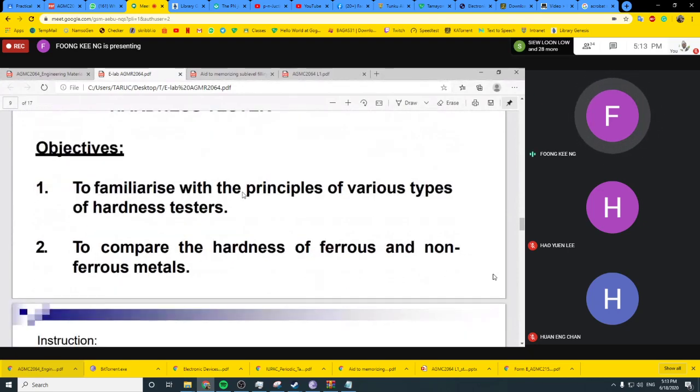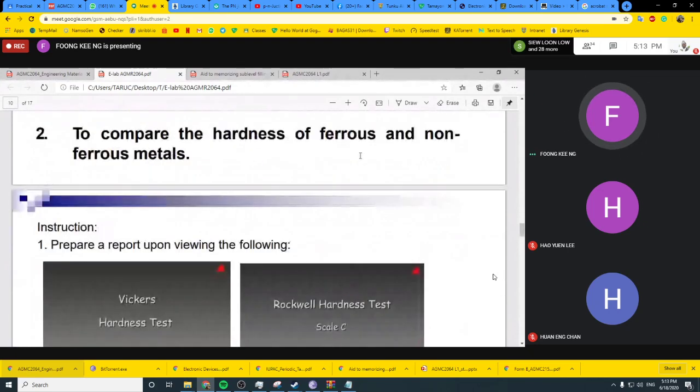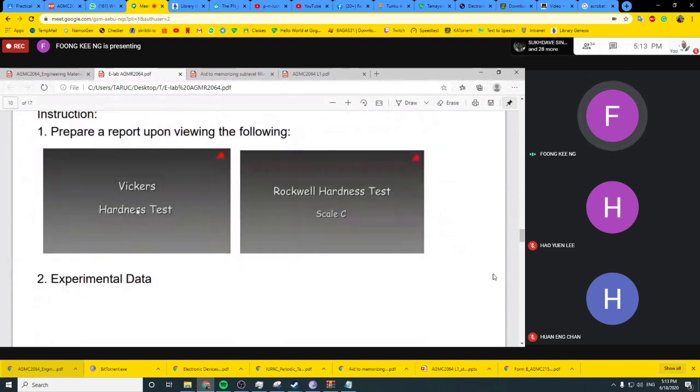The 2 testers that we always use are the Vickers hardness tester, and the second one is the Rockwell hardness tester. These 2 testing methods are very common. If you go into any field of materials, you will see these 2 instruments in the lab.